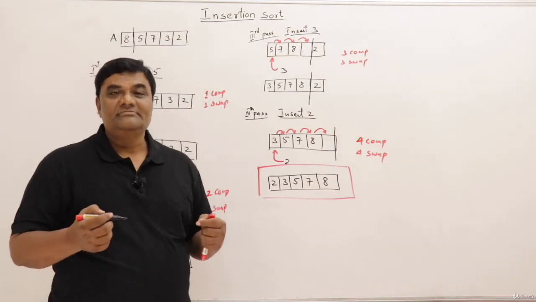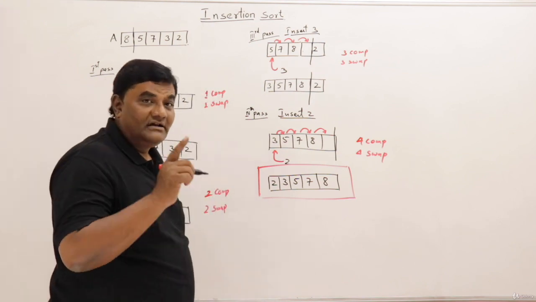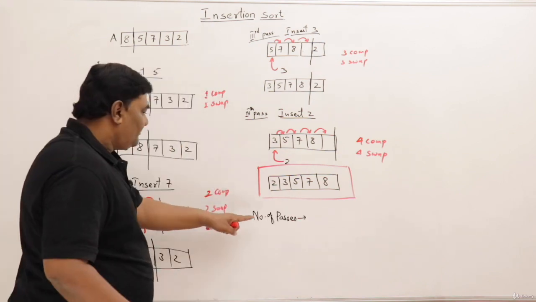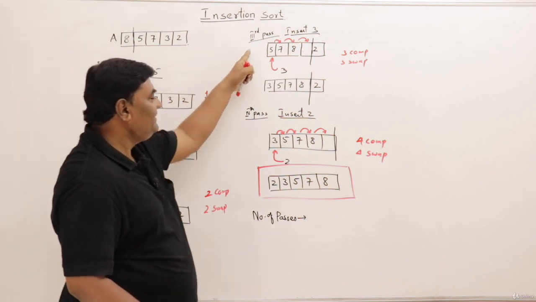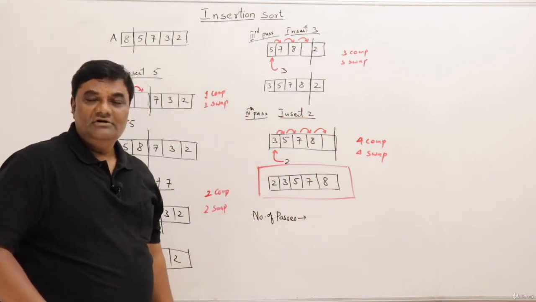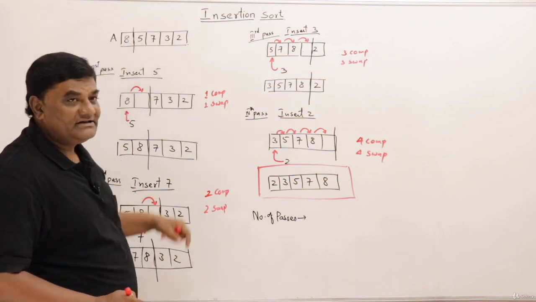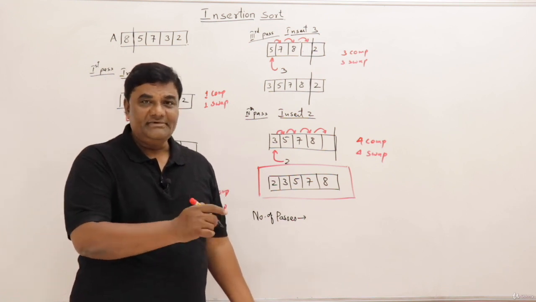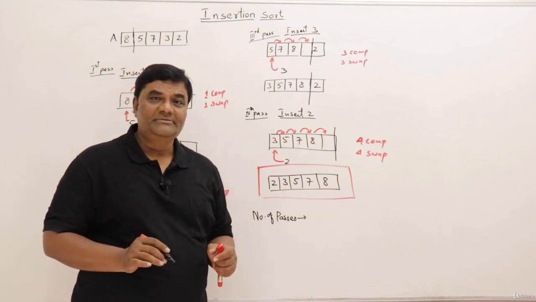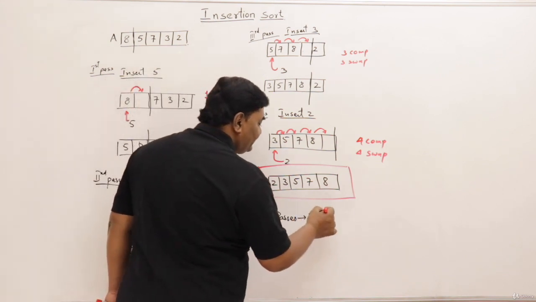Now let us do some analysis. So first of all, how many passes are required? Number of passes: 1, 2, 3, 4. 4 passes for 5 elements. 5 elements, 4 passes, means 10 elements, 9 passes. So for n elements, how many passes? N minus 1 passes required.